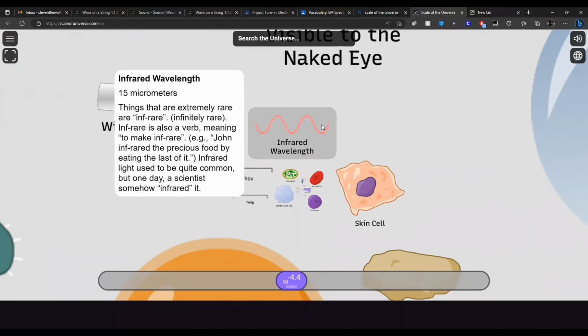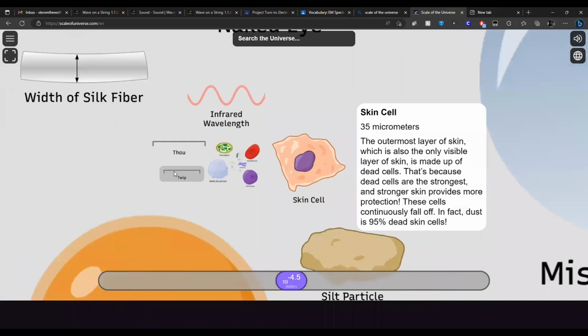Examples of infrared waves are remote controls, flames, lamps, and stars. The infrared wavelength is 15 micrometers, which is smaller than the skin cell, which is 35 micrometers.